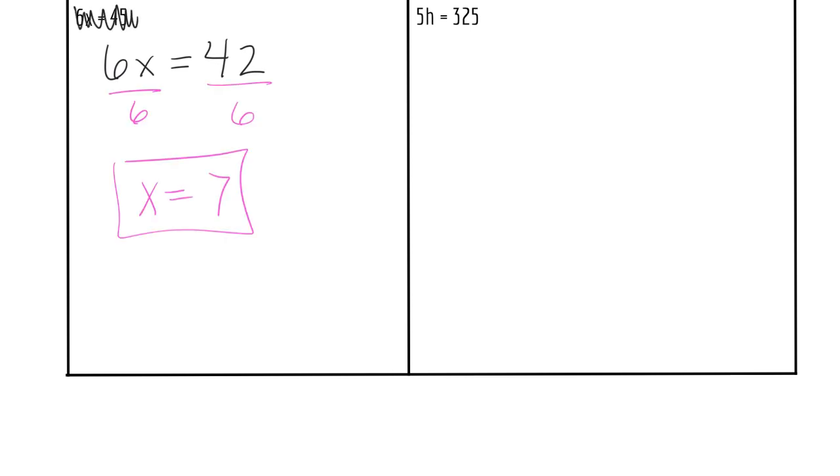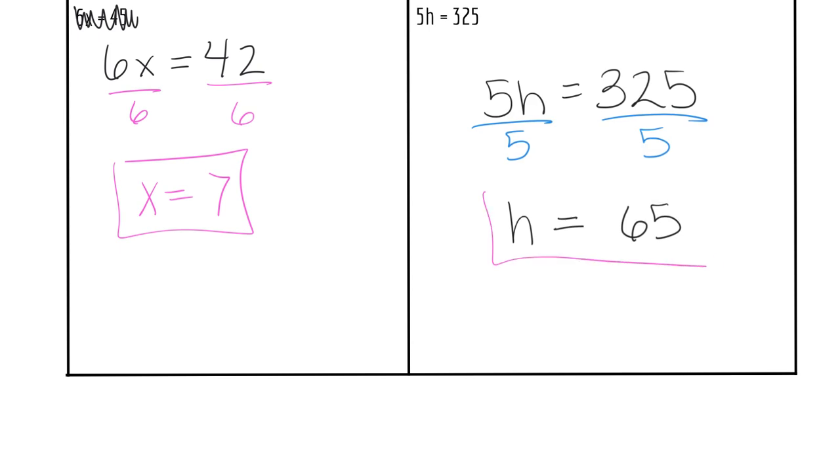All right, you should have divided by 6 on both sides, and you should have gotten that your solution was 7. Go ahead and do 5h equals 325. All right, you should have gotten h equals 65. Cross off those 5s because 5 divided by 5 is 1. And then 325 divided by 5 is 65. All right, go ahead and do your check for understanding. Good luck.